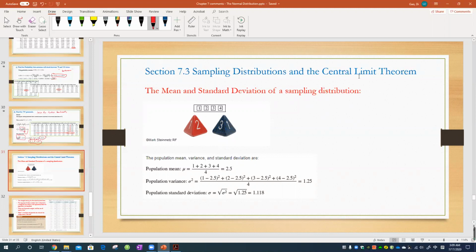So the population mean will be mu equals 1 plus 2 plus 3 plus 4, 4 values, divided by 4, which is 2.5. And the population variance, we just use the formula we learned before: each value minus the mean, squared, and divided by the population size, capital N, which is 4 for this case. So 1.25, and then we have a population standard deviation equals 1.118. So these are the population information.